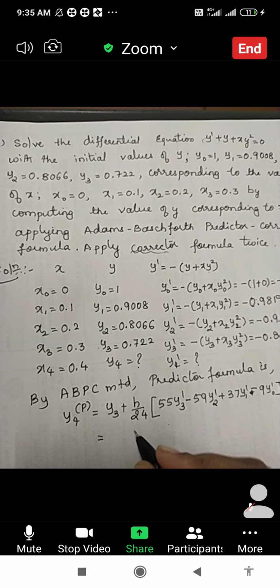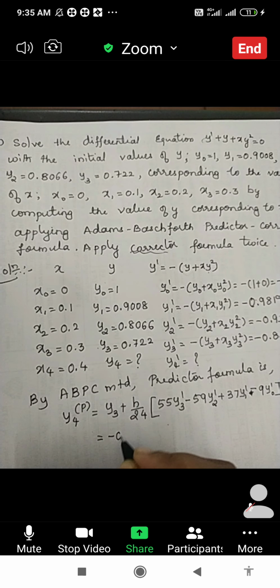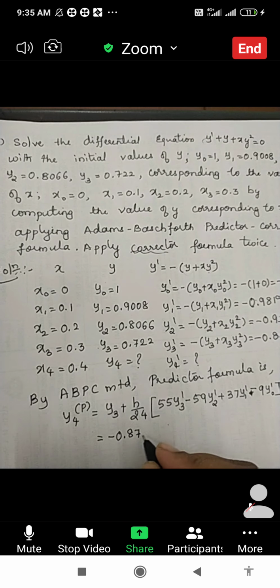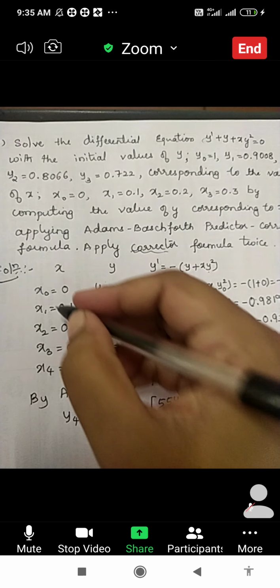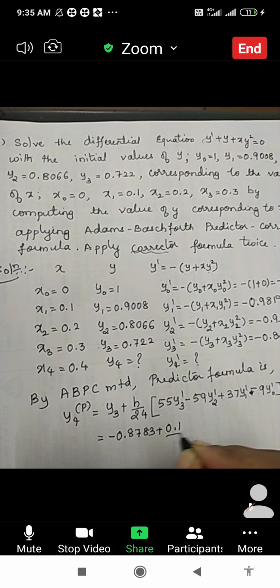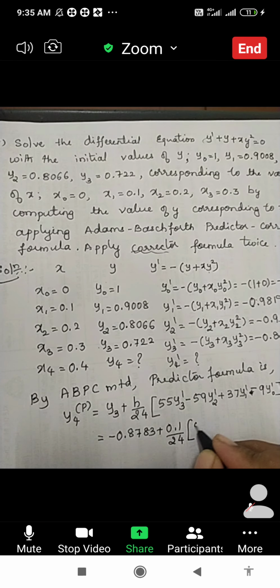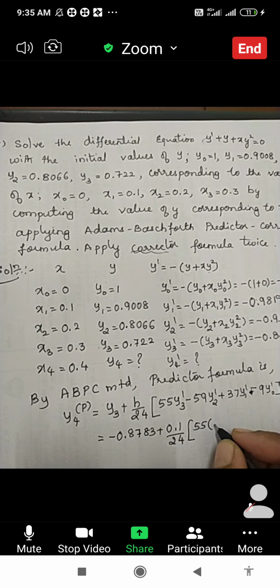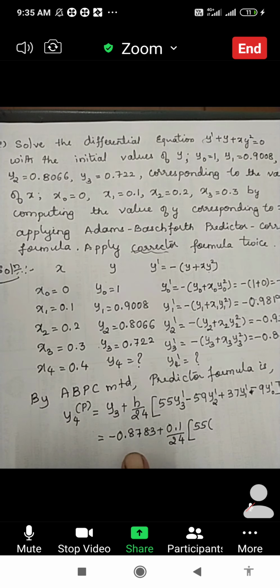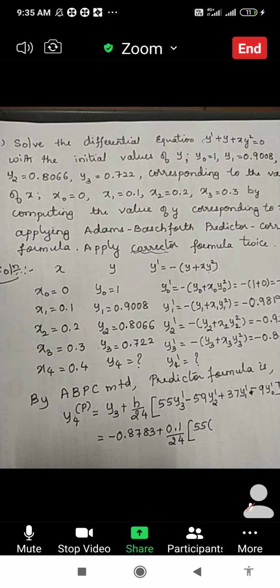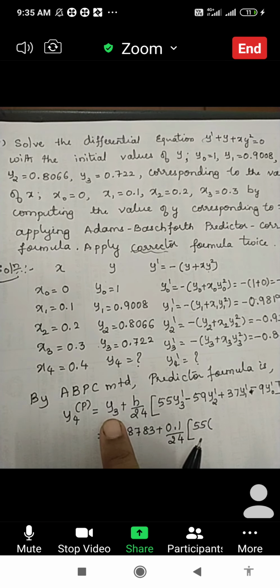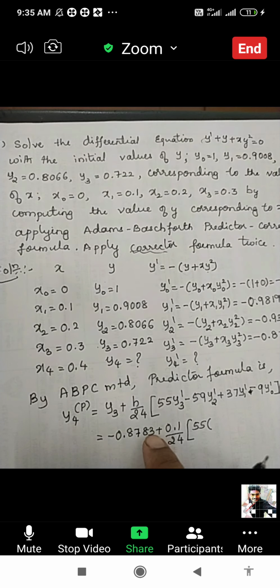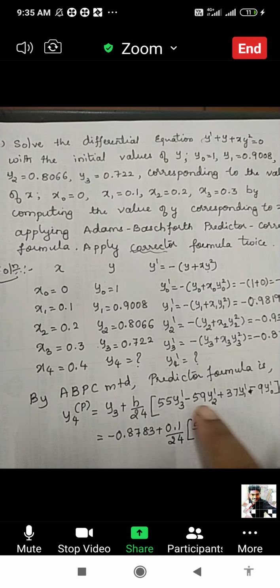Now substitute. What is y3? Y3 is 0.8783. H is nothing but again the difference, which is 0.1. 55 into y3 dash. Sorry, I think I did a mistake. Will you tell me what is the mistake? In substitution, it is not y3 dash, this is y3. Remember, in bracket only we have dash.